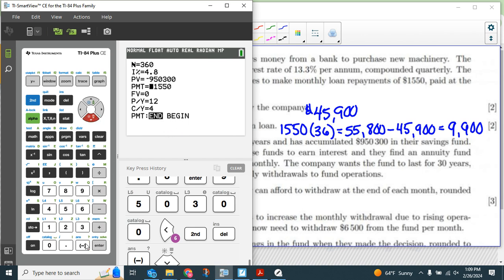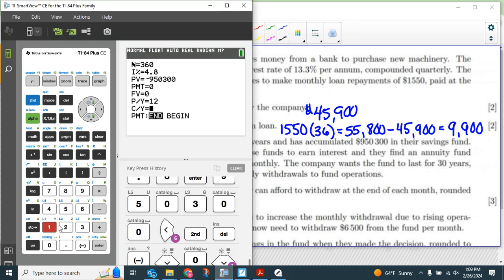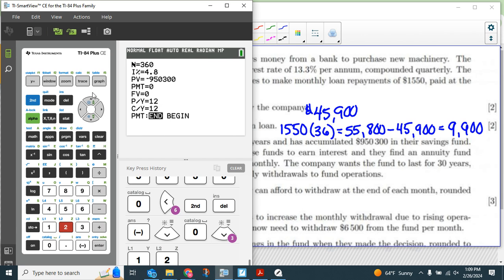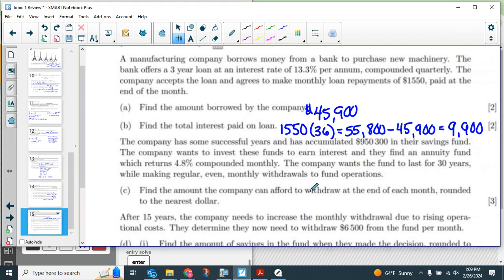All right, so the payment we don't know. We don't know how much they're going to be withdrawing. Future value, we do want 0. Payments per year, we do want 12 because they're taking it out monthly. And it's compounded monthly as well, so the compound periods per year would also be 12, and they are taking out at the end. So we want to see what our payments are here, so we solve. $4,986 rounded to the nearest whole number.